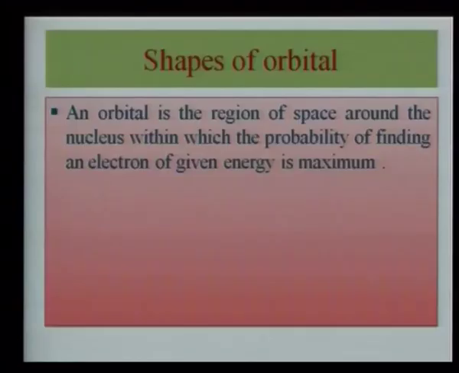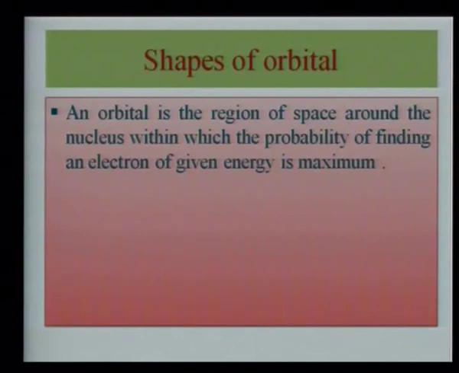Thank you, Dr. Rajiv. Today I am going to start with chemical bonding part 2. Part 2 includes hybridization, valence shell electron pair repulsion theory, and molecular orbital theory. Before starting hybridization, a learner should know about the shapes of different orbitals. So, first I have to start with the shapes of different orbitals.